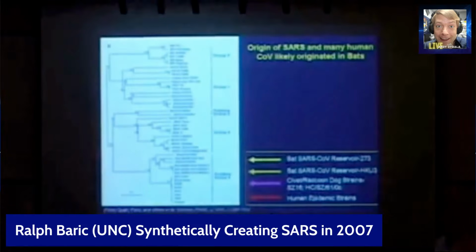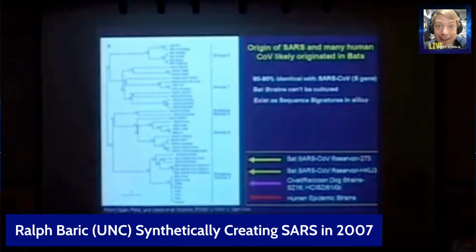Now, the civet and the raccoon dog strains were the easy ones. The true reservoir for SARS is within bat populations. So if you look at a phylogenetic tree, the human strains are shown here in red. The civet strains and raccoon dog strains are shown in purple. But the real variation is within the bat strains. It's thought that these were probably the reservoir for the emergence of the virus. Now, these are about 80 to 90% identical to SARS. They can't be cultured, and they exist as sequence signatures in silico. There's also extensive variation through the replicase and elsewhere in the genome.